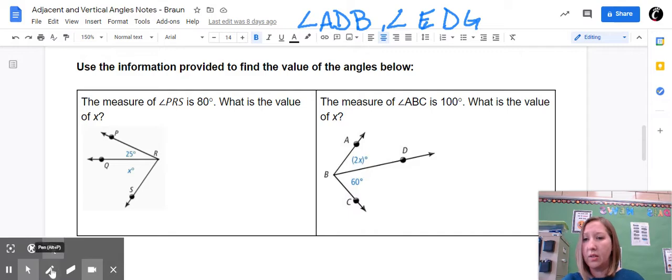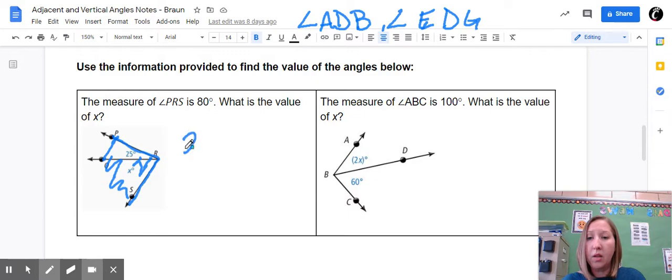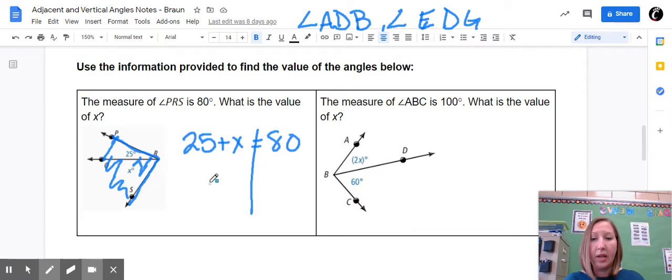So what they're telling us is PRS, this whole angle here, everything inside here is 80 degrees. So that means this angle, that's 25 degrees, and my angle X is going to add up to 80 degrees. So I'm going to write an equation to help me solve that. 25 plus X equals 80. And remember, when we solve this, we're going to use the same strategies we did in topic 8. We're going to draw our line down the equal sign, and we want to isolate our variable. We want to get X by itself.